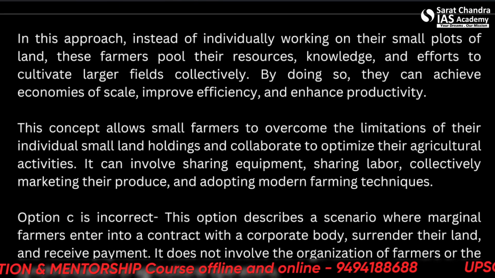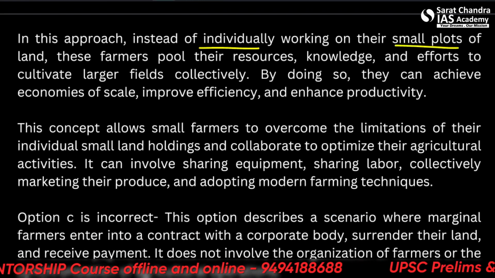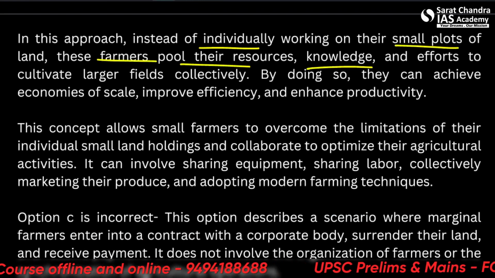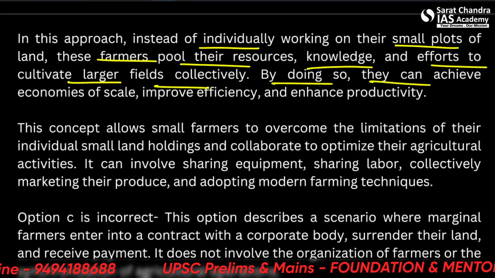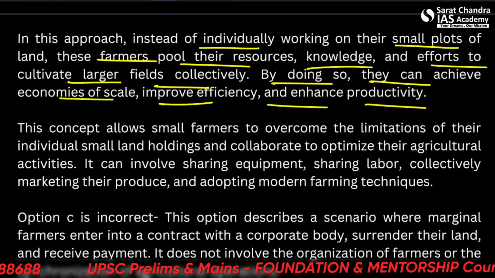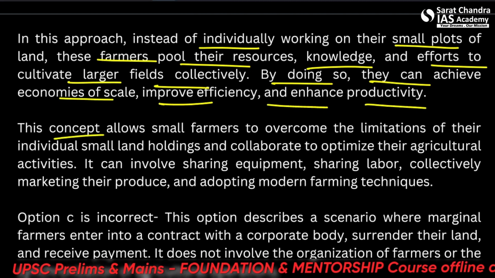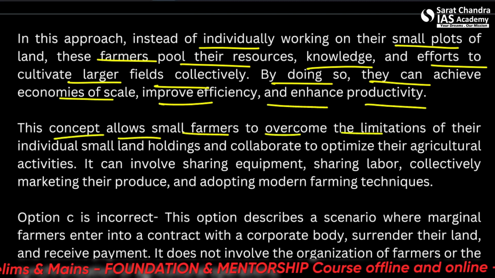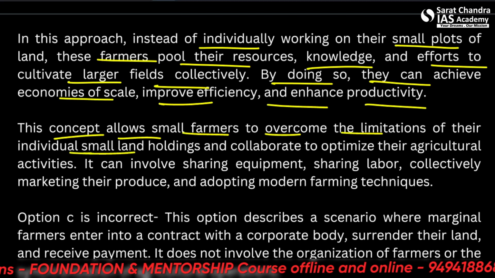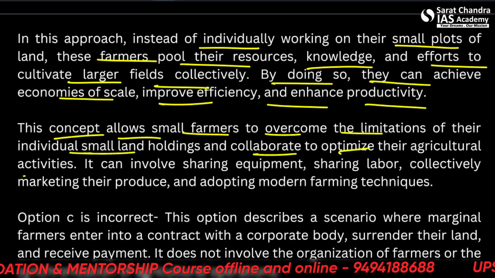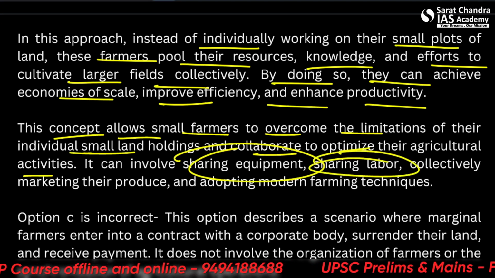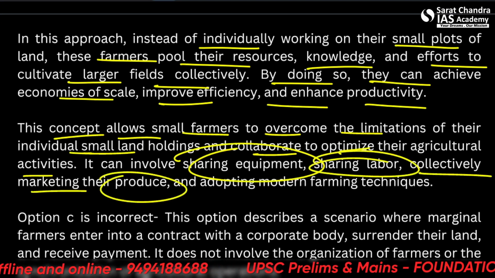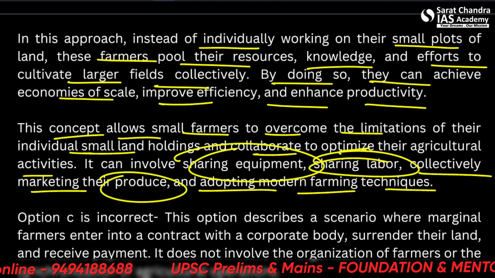So in this approach, instead of individually working on their small plots, these farmers pool their resources, knowledge and efforts to cultivate larger fields collectively. By doing so, they can achieve economics of scale, improving efficiency and enhancing productivity. This concept allows small farmers to overcome the limitations of their small land holdings and collaborate to optimize their agricultural activities. It can involve sharing equipment, sharing labor, collectively marketing their produce, and adopting modern farming techniques.